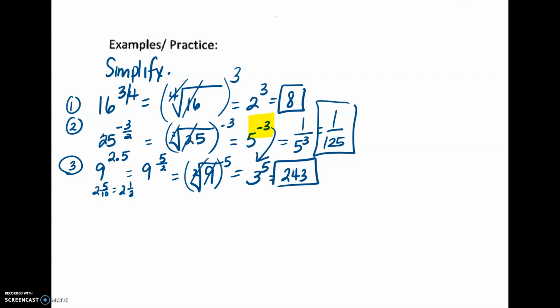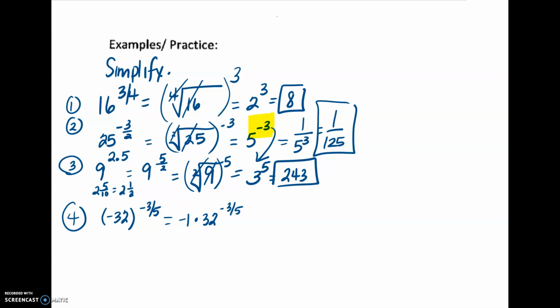Okay, let's do another one. Number 4. Negative 32 to the negative 3/5 power. Again, it's in exponential form. We're going to turn it into radical form. Negative 32. Okay, I don't want to worry about those negatives inside the radical. I'm going to break this up to negative 1 times 32 to the negative 3/5 power. So that negative is going to stay on the outside as we do this.